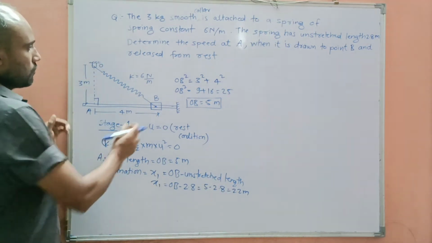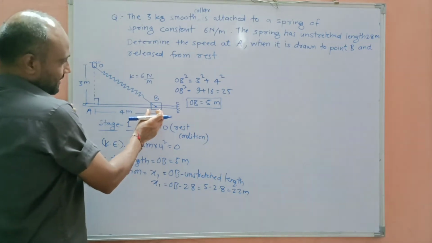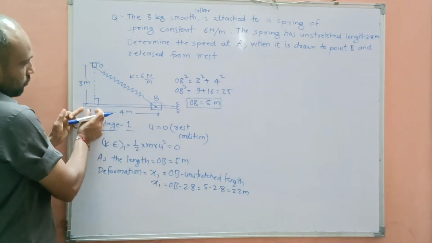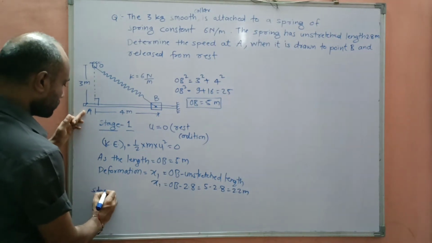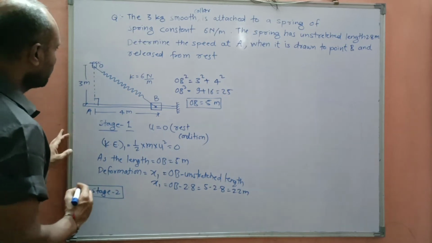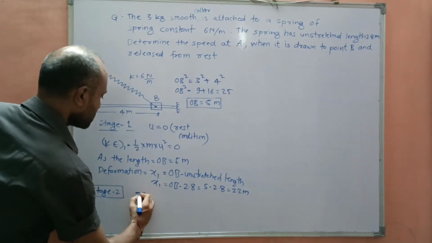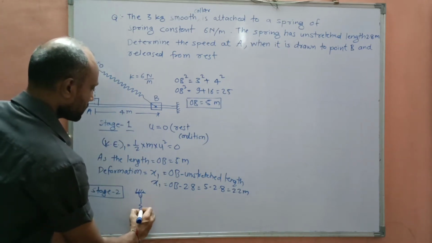Now when we release this collar from point B, it will slide along the bar and come to point A. So stage 2 of the system will look like this. See, this is the hinge support. This spring will come over here.